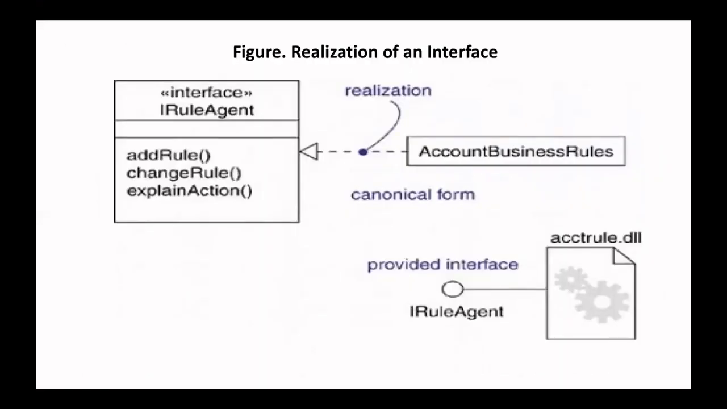This is an example which shows the relation of an interface. As I told you, in different manners this shows the realization. Here is a dotted line and this one is an arrow. This shows the relationship of account business rule with the interface I rule agent: add rule, change rule, explain rules. And here is the canonical form and the provided interface in this form of system. So you can see many types of rules when you are going to design. These are a part of the realization within the structure.